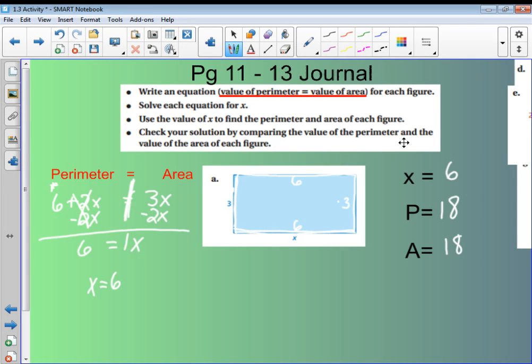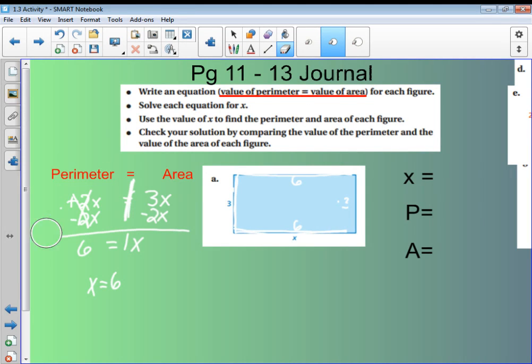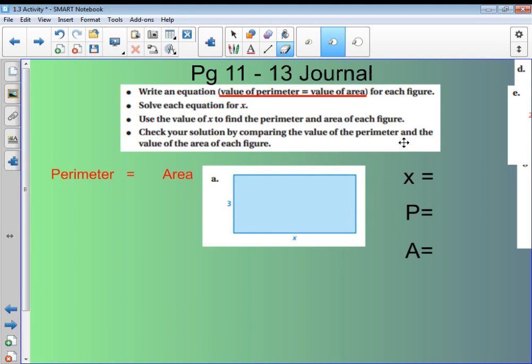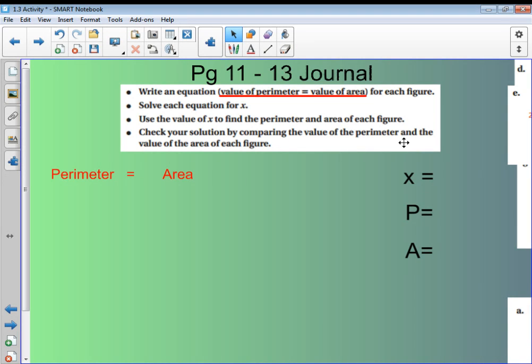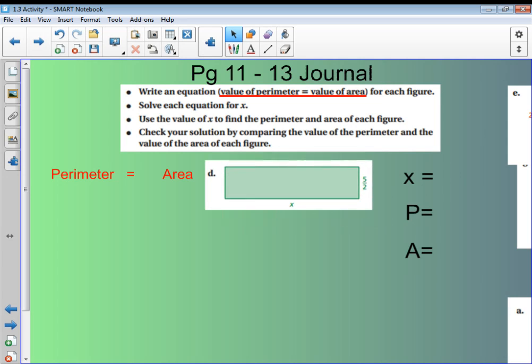Now I'm going to check myself. Were my perimeter and area equal to each other? Yes, they were. Okay, so here I found out that x equals 6 and the perimeter and the area of this rectangle are both 18. So let's try another one. Same thing, we're going to go ahead and solve for x. So we're going to have to set up our equation first. So let's do letter D.